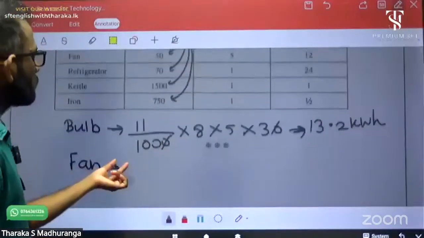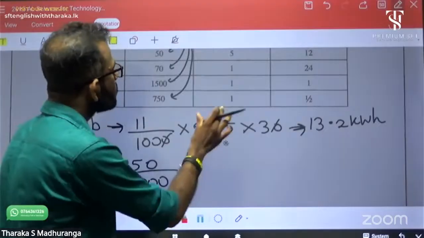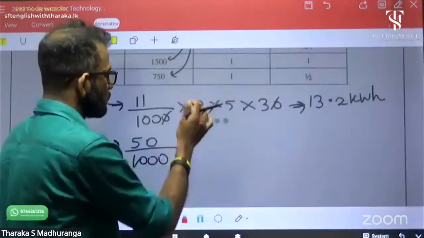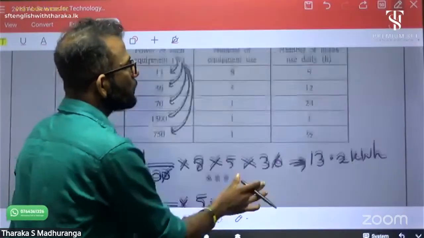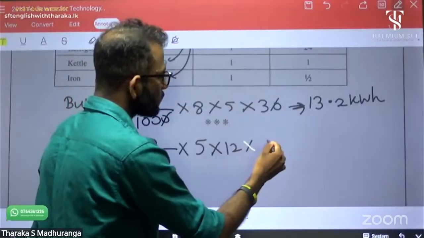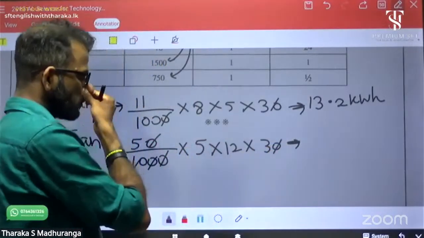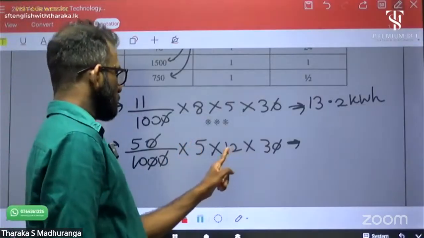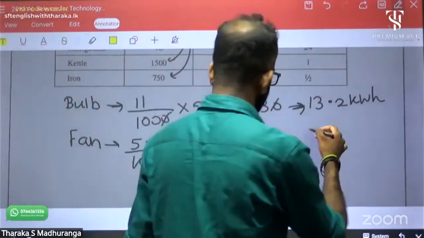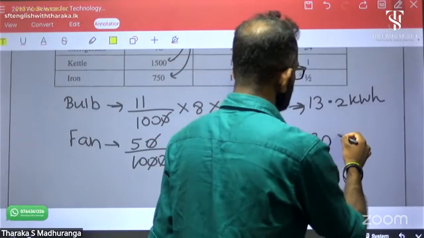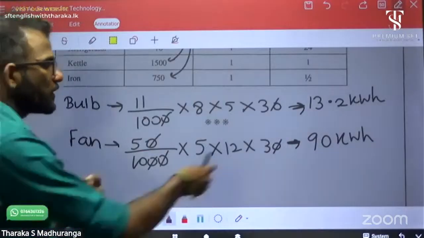Fan, 50 watts. 50 divided by 1000 to convert into kilowatts. How many fans? 5 fans. How many hours? 12 hours per day. How many days? 30 days. The zeros cancel out. 6, 30 into 3, 90. Am I correct? 90. Please check.